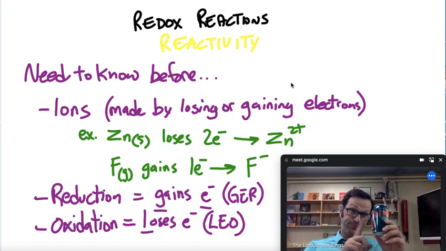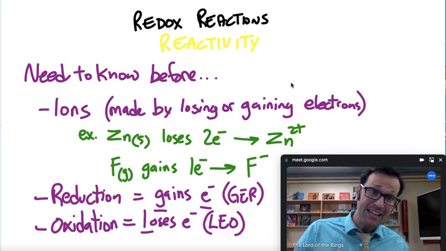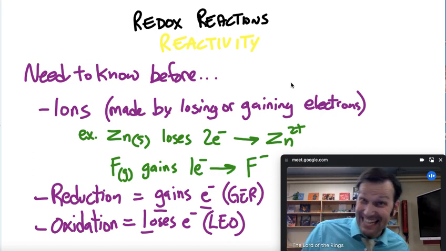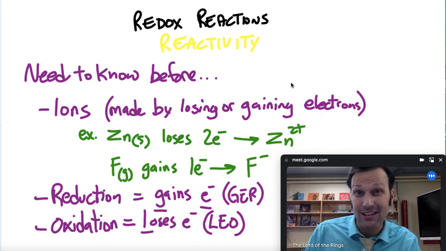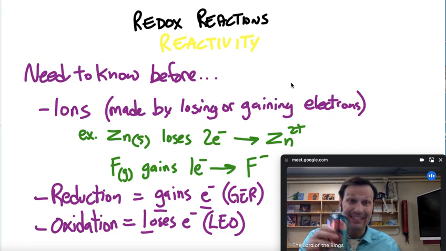Step 1, get yourself some medicine. Step 2, get ready for spontaneous or non-spontaneous half reactions. This is a part of the redox reaction family. Step 3, get another drink.